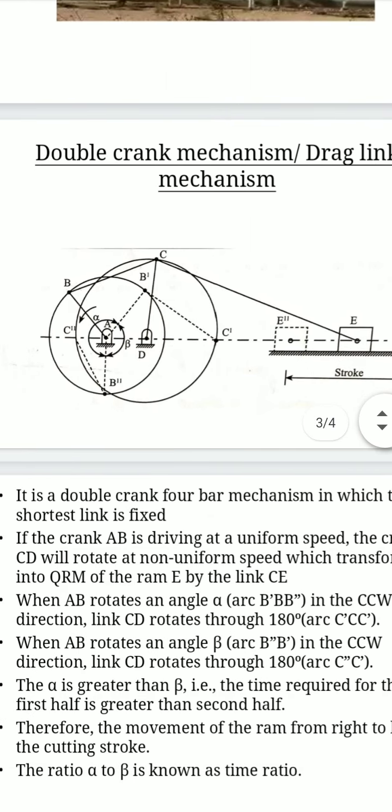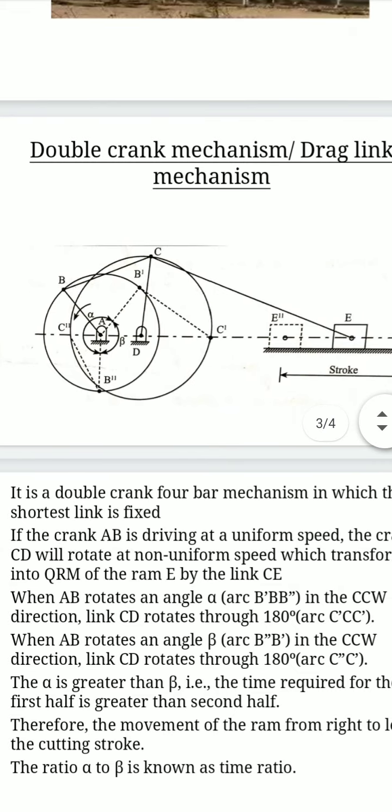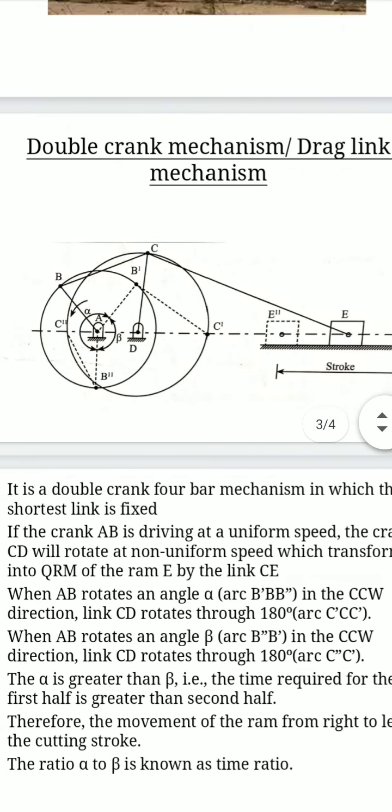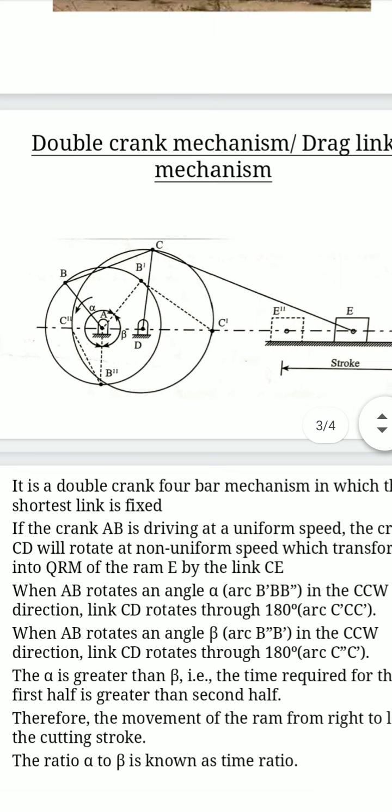It is a four-bar mechanism as shown in the figure. You can see clearly AB is one link, BC one link, CD one link, and AD is the frame. It is a fixed link. It is a double crank four-bar mechanism in which the shortest link is fixed. When the shortest link is fixed, and you can see in the figure, when the link AB is driving at uniform speed, the crank CD will rotate at uniform speed.